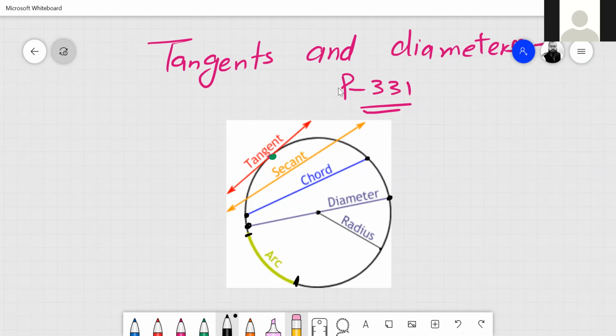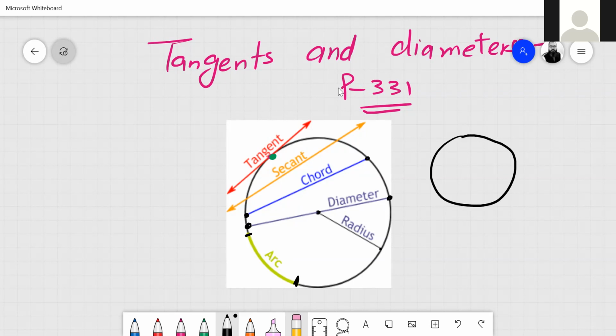Now I will read it from your book. Listen carefully. A tangent is a straight line that touches a circle at one point only. This point is called the point of contact. A tangent to the circle is perpendicular to the radius drawn.